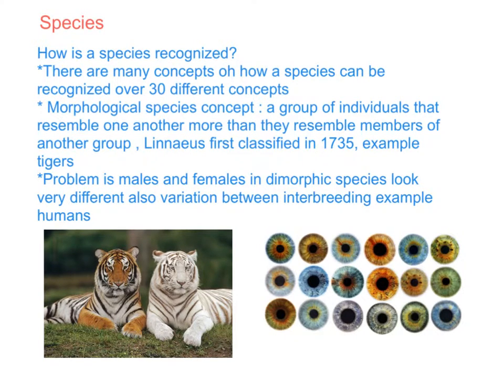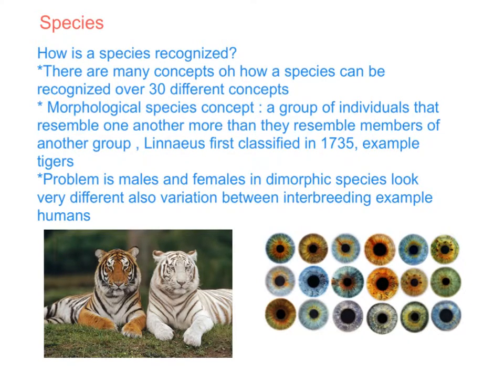How species are recognized: again, there are over 30 different concepts. Another example is the morphological species concept, where a group of individuals resemble one another more than they resemble members of a different group. Linnaeus used this in 1735 to first classify species. An example is tigers. Using the morphological species concept, you would describe them as large, wild Asian cats with an adult average size of about 5 feet tall, with vertical black stripes running throughout their bodies.